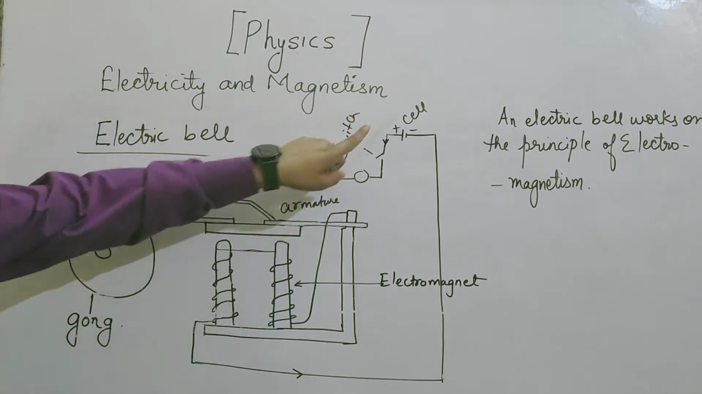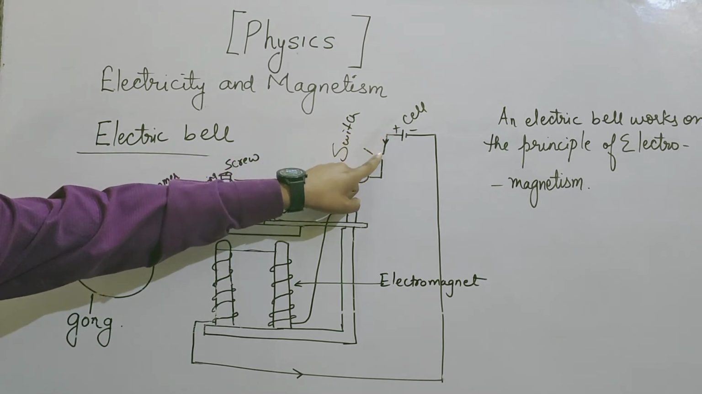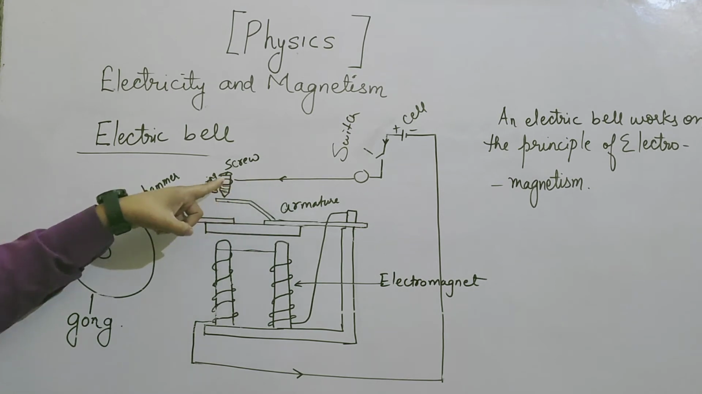So what happened? Electricity supply started from the cell, from the positive terminal, it will pass through the switch because we have put on the switch. It will pass through this wire, it will pass through the screw.